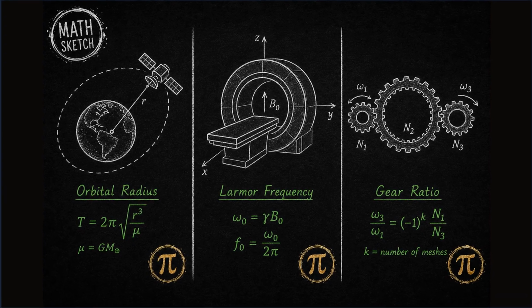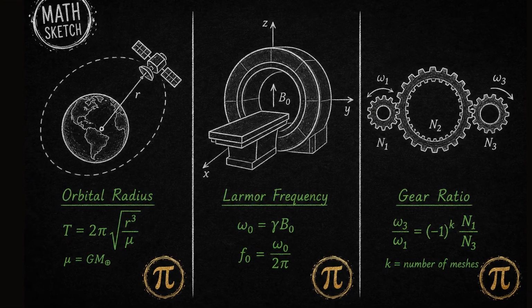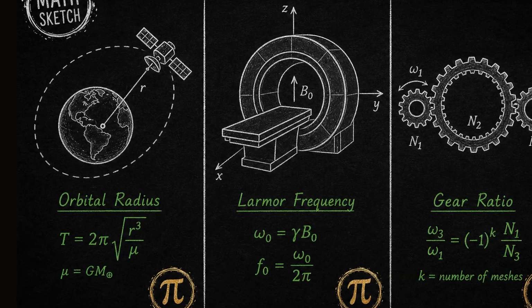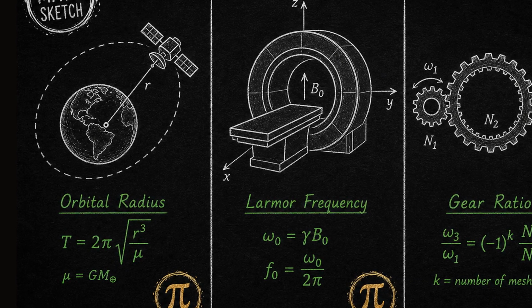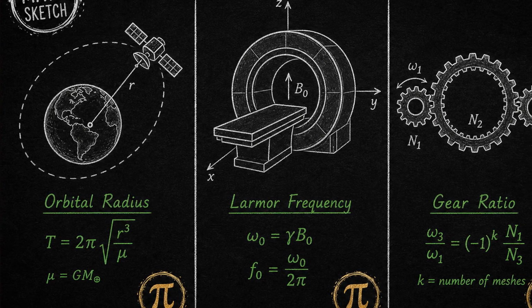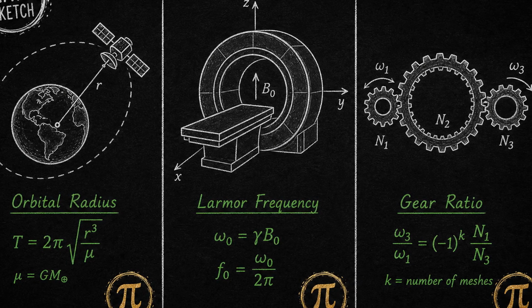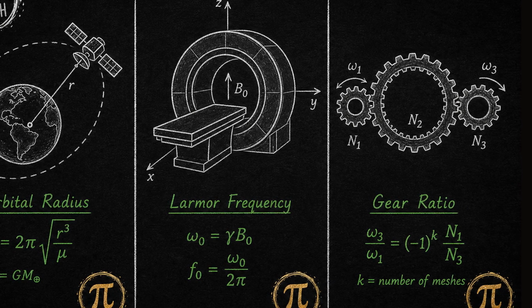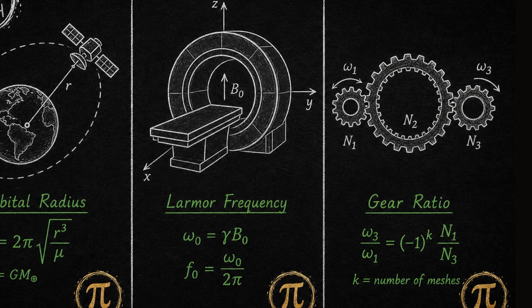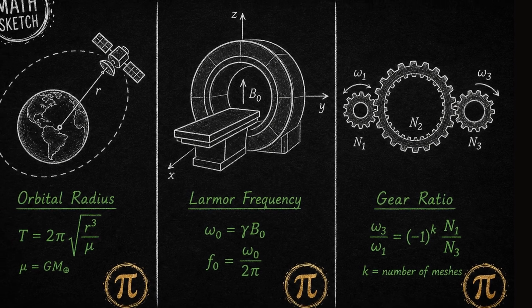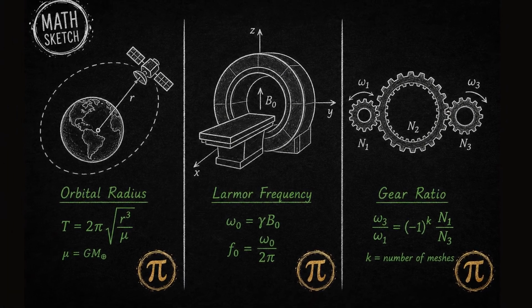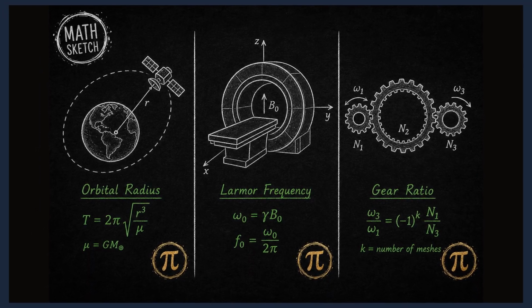GPS corrects satellite signals using equations with pi. MRI machines image your body with rotating fields built on sine and cosine. Engineers size pipes, gears, and antennas with circular geometry. Pi is not trivia, it is infrastructure hiding in plain sight.